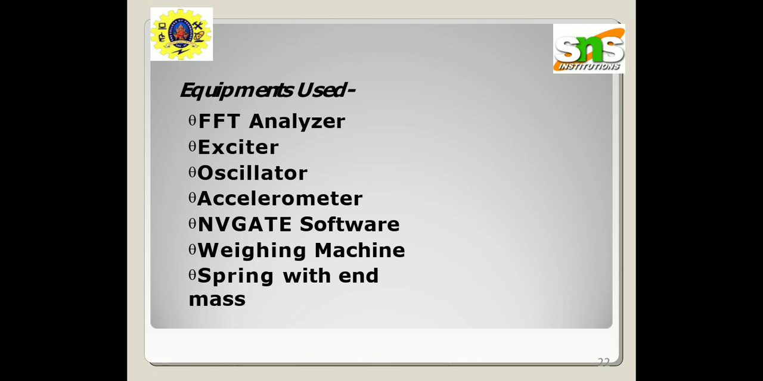And these are the equipment used in FFT: analyzer, exciter, oscillator, accelerometer, and software, and weighing machine, and spring with the mass end. And the dampers are used in the wind turbines. A standard tuned mass damper for wind turbines consists of an auxiliary mass which is attached to the main structure by means of springs and dashpot elements.